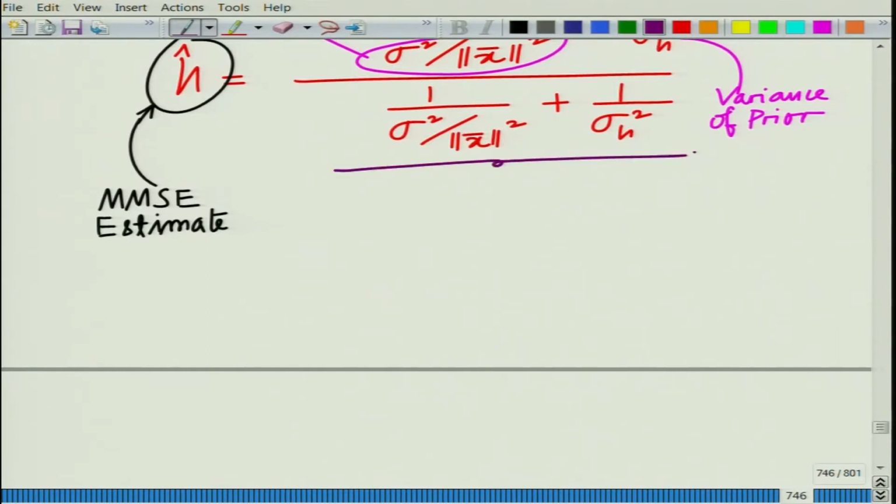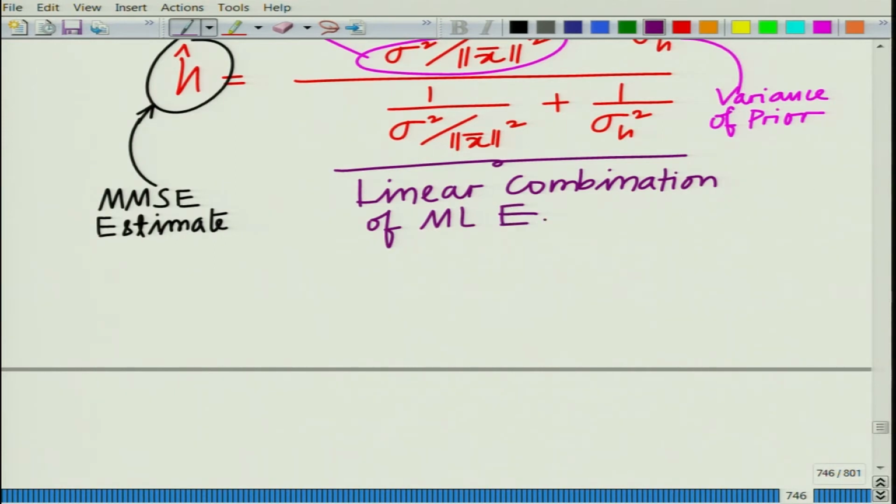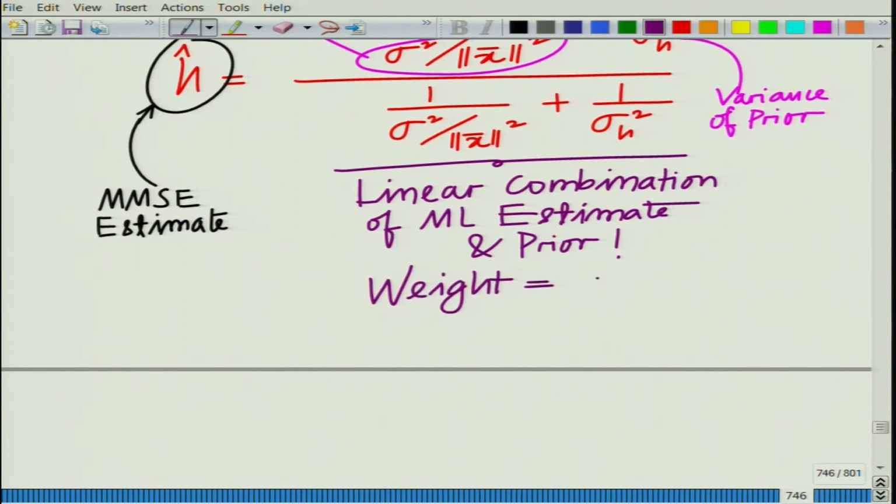This is basically a linear combination of the ML estimate and the prior. Weight equals 1 over the variance slash MSE, right.